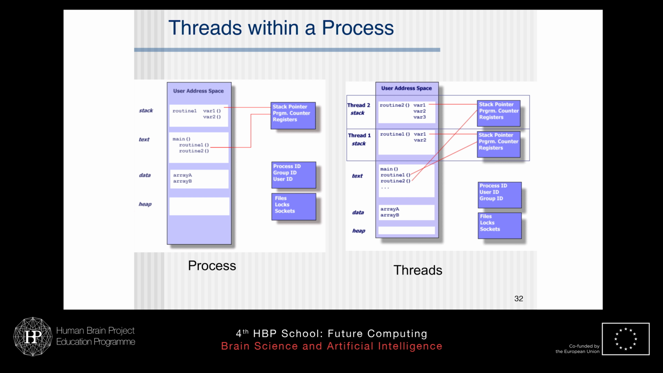So what it looks like is this: a typical process has a stack, the program text, a program counter, and your data. In a threaded model, you have independent stacks and independent program counters. But the data is still shared. So both threads can access array A and array B, but they can also have their own thread-local variables here.